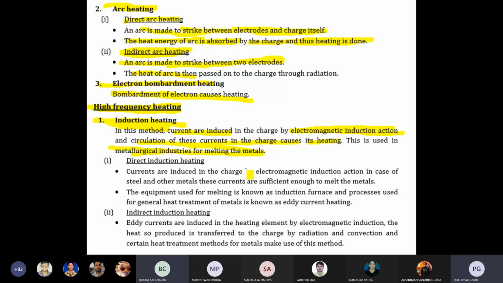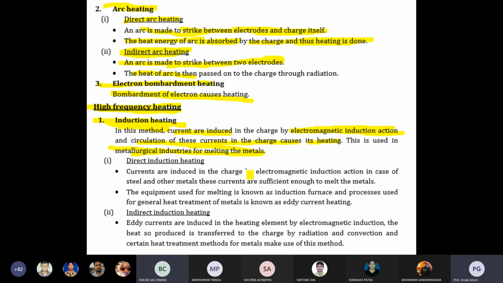So high frequency means the benefit is that the other associated materials, means elements, suppose inductor, capacitor, their sizing is also very less. And the designing of the coil is quite easy to achieve such amount of value. That's why it is cost efficient compared to your power frequency heating.